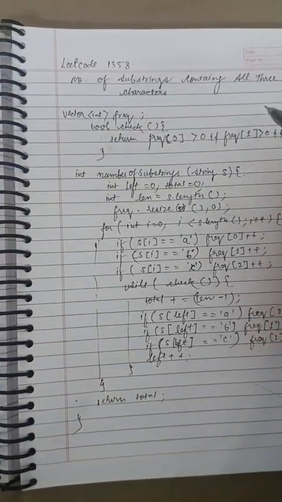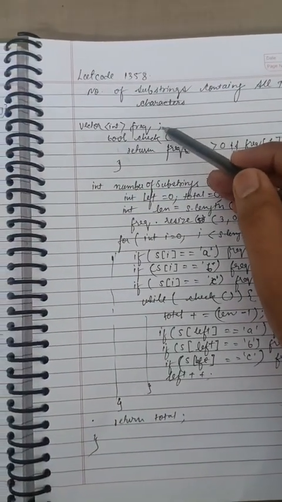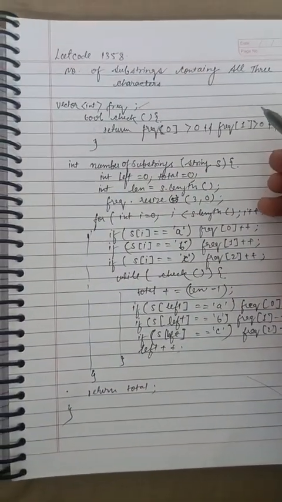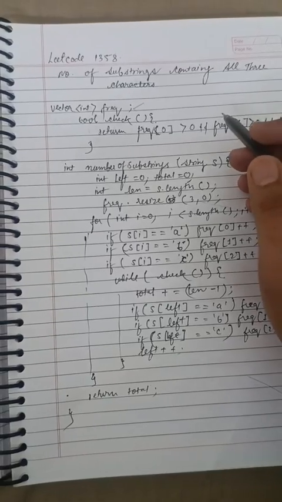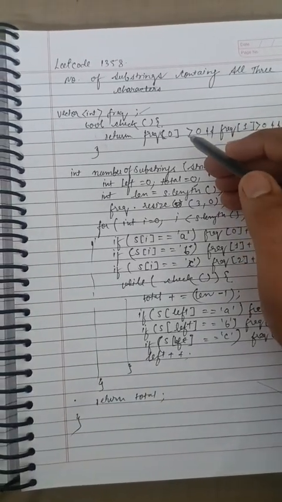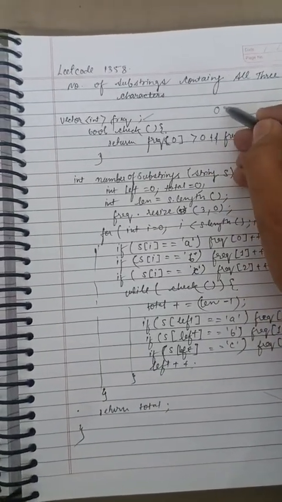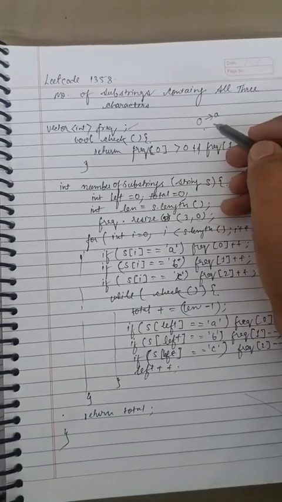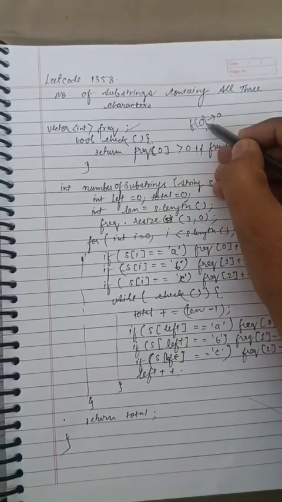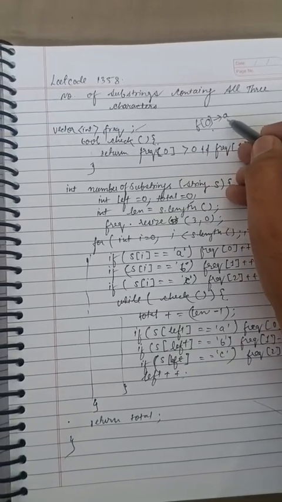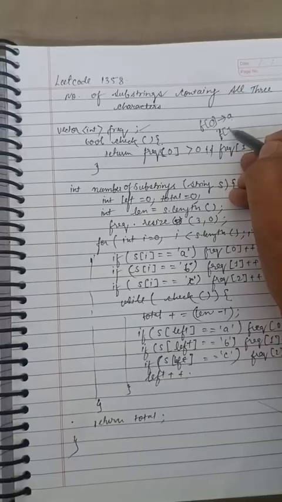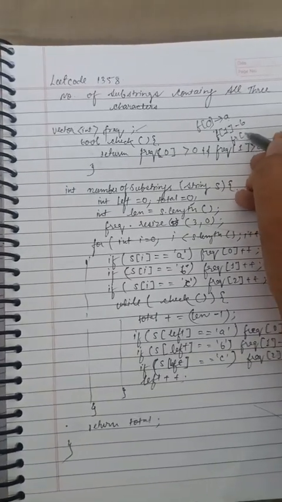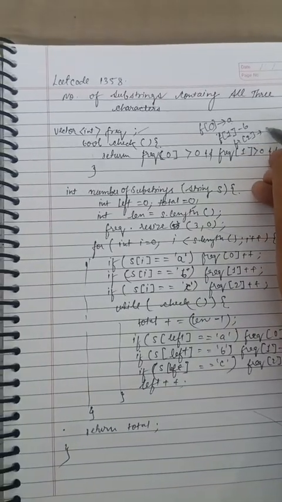So here I have made a global vector frequency for storing the frequency of the whole 3 variables A, B and C. Here I am considering that at index 0 I am storing A. Okay, frequency at index 0 is pointing to the frequency of A, frequency at index 1 is pointing to the frequency of B, and frequency at index 2 is pointing to the frequency of C.